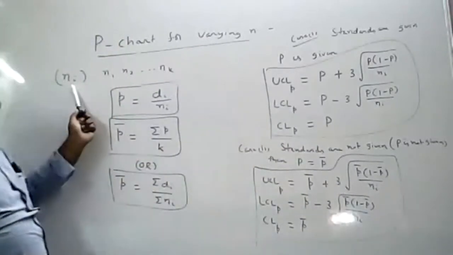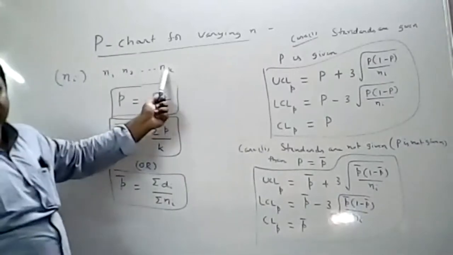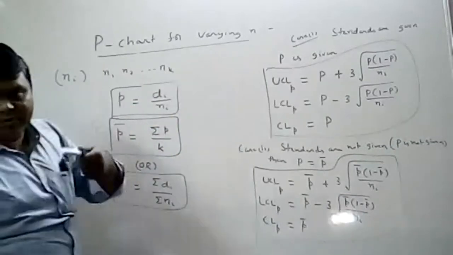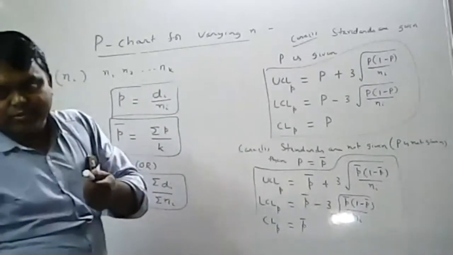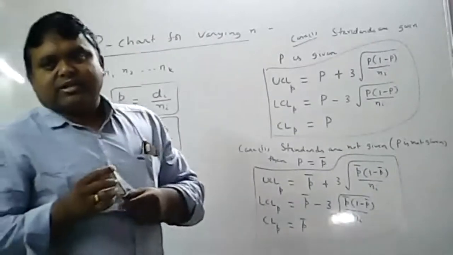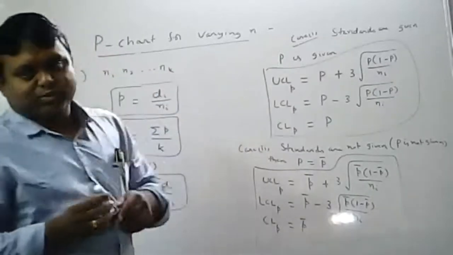So that means I am considering ni. ni is the sample size, where the n values are n1, n2, and so on, nk. So different sizes will be there. All of you know the P chart for fixed n procedure already. The only difference is in place of n, you have to substitute ni. That is the only difference. The P chart procedure is already with you, fixed n procedure, so in place of n, you just have to substitute ni.